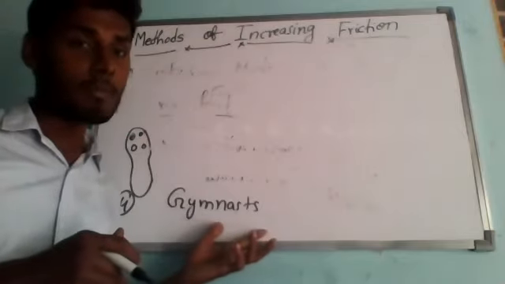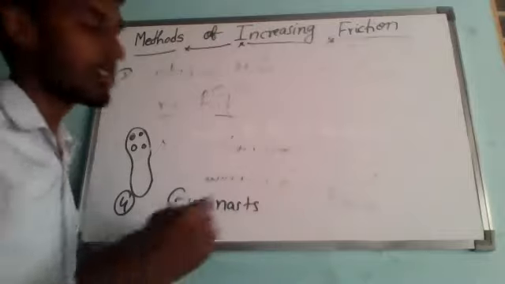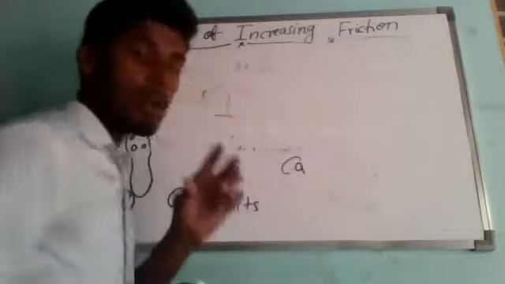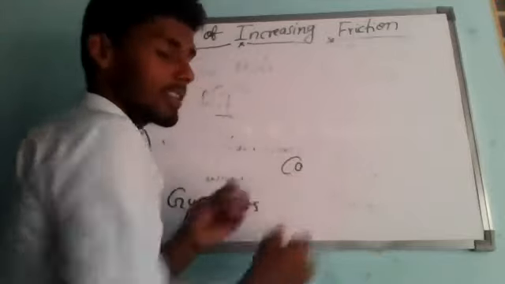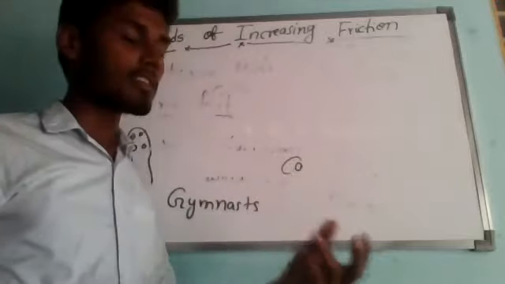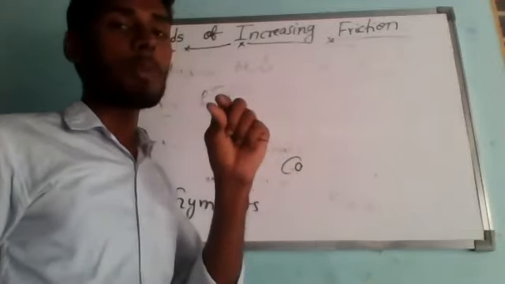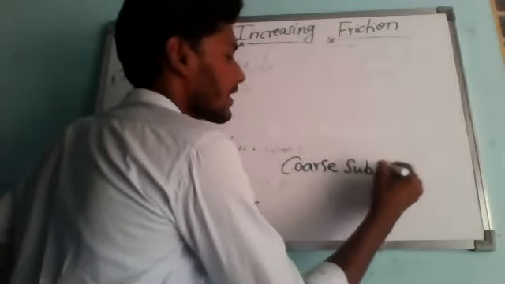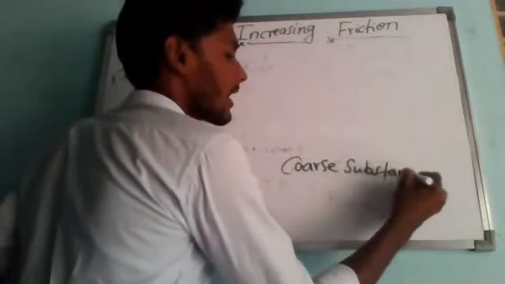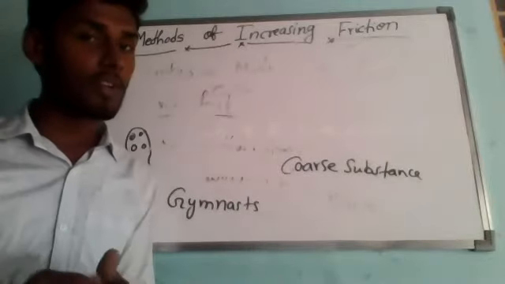Gymnasts apply some coarse substances. Coarse means like small stones, like soil, or else I can say sand, coarse sand. We can say it has small pebbles and all. So coarse substance. They will apply some coarse substance on their hands to increase friction for better grip.